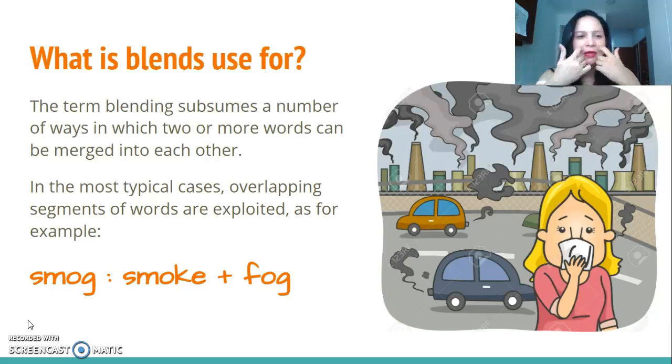So, in the most typical cases, overlapping segments of words are exploited, as, for example, smog. You can see smog is a word that is mixed from two words, smoke plus fog. So that can result in smog.